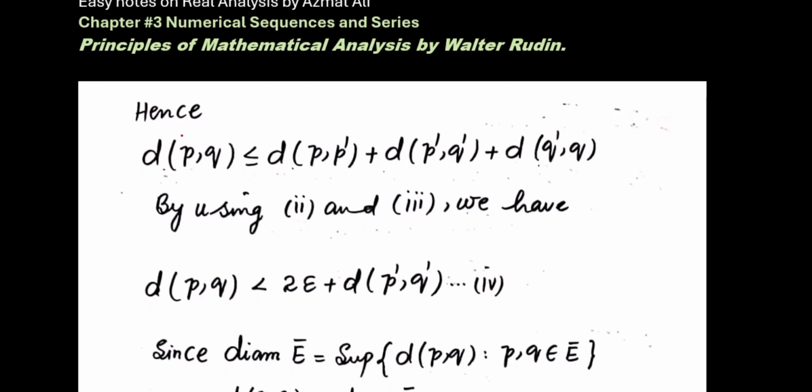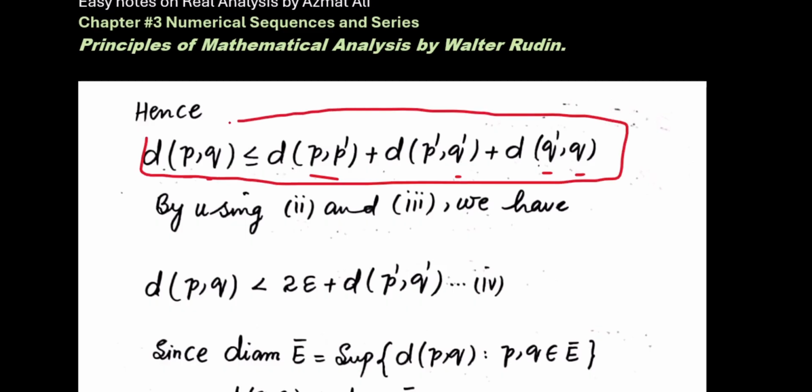So by using the triangle inequality for the 2 points P and Q, this can be written as distance of P from P dash plus distance of P dash to Q dash plus distance of Q dash to Q. That is, this whole inequality is the triangle inequality that I have made by involving these 2 points P prime and Q prime here. Now by using 2 and 3, what is 2 and 3?